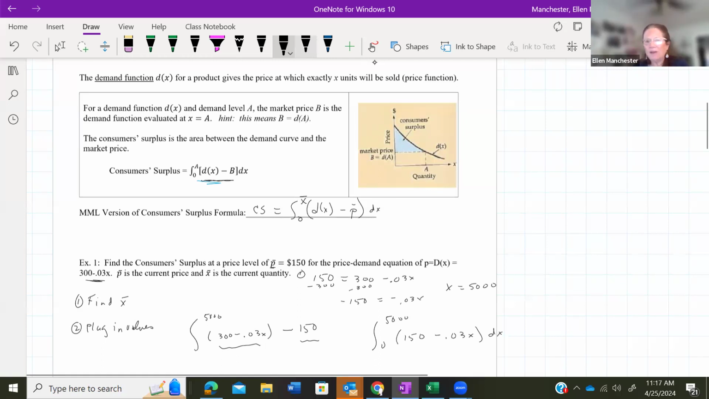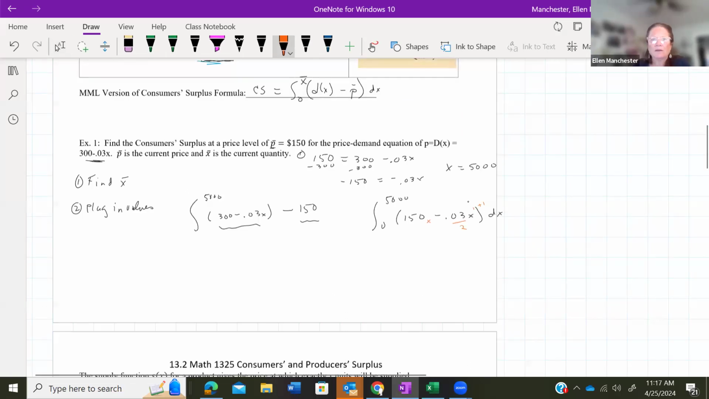Okay, so now I can find my antiderivative. So I have a constant, I'm going to add an x to it. Here, I'm going to add 1 and divide by 2. So I end up with 150x minus, and then 0.03 divided by 2 is 0.015x squared. And then I'm going to evaluate between 0 and 5,000.